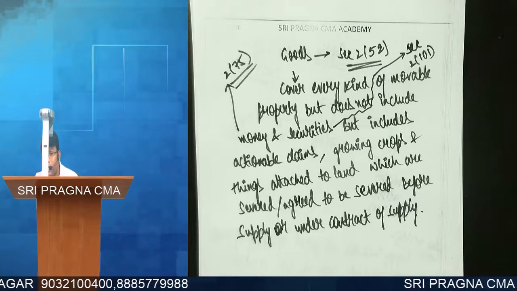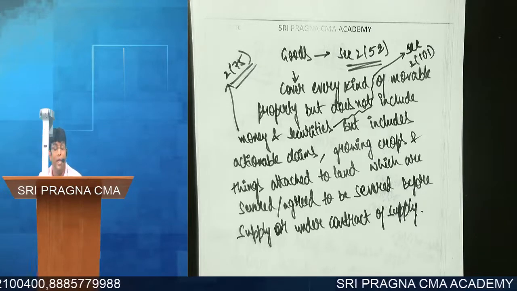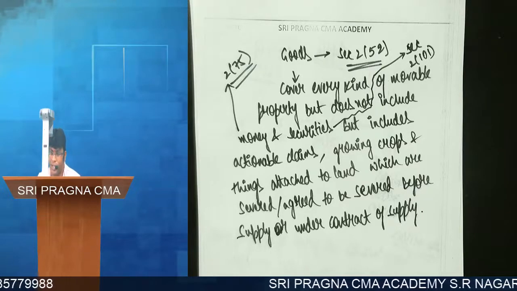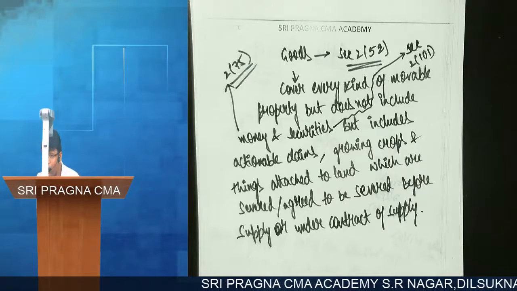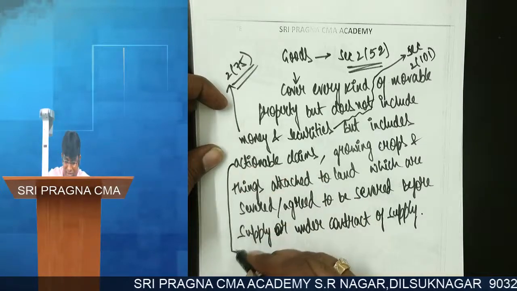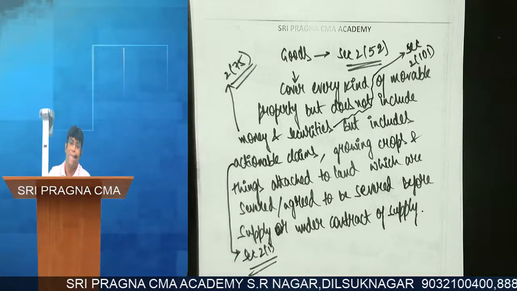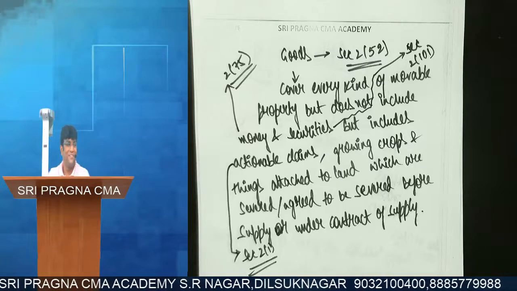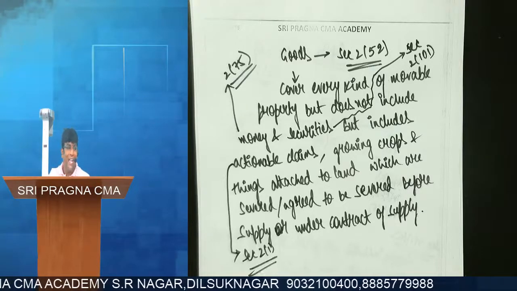Are we clear, friends? Come on, let's define goods. Goods cover what? Every kind of movable property, but does not include money and securities, but includes actionable claims. So actionable claim is covered in the definition of goods. What is an actionable claim? Sir, every concept has a section number. I will tell, no doubt. What is an actionable claim?